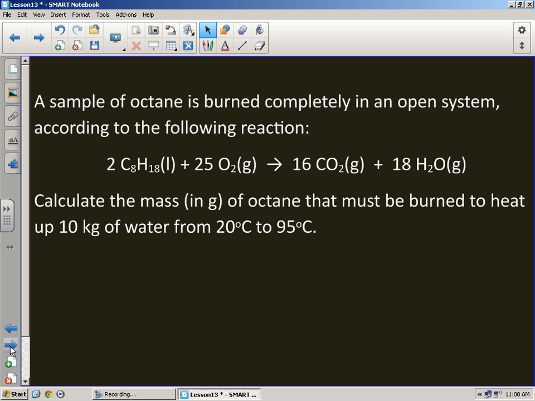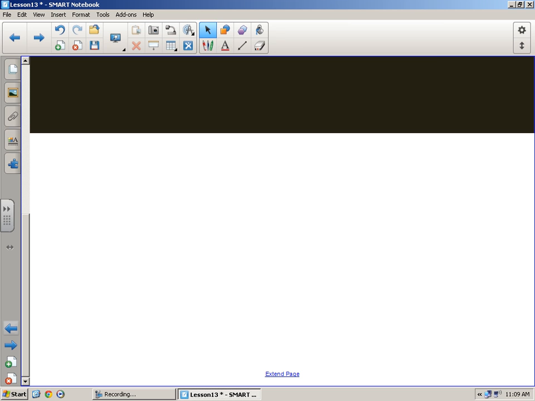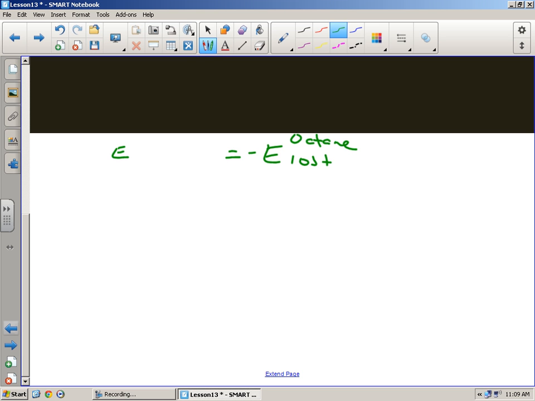Calculate the mass in grams of octane that has to be burned to heat up 10 kilograms of water from 20 to 95. So they're saying that they're burning octane. And then when they burn this octane, it's heating up the water, okay? So you have to think about it in terms of what's going on here. You're burning some octane, and where's that energy going? It is going to water. So you're burning the octane, and you are gaining the temperature or that energy by water.